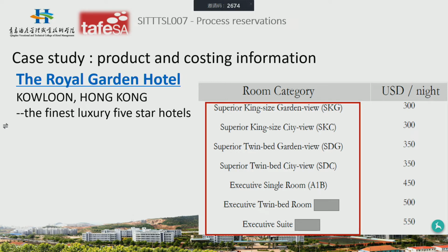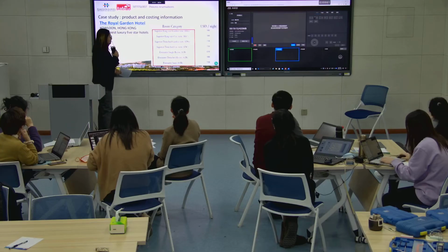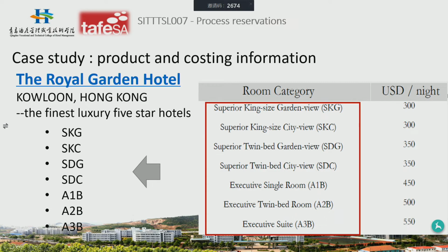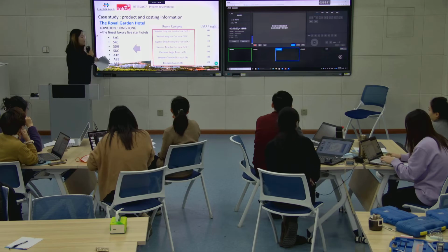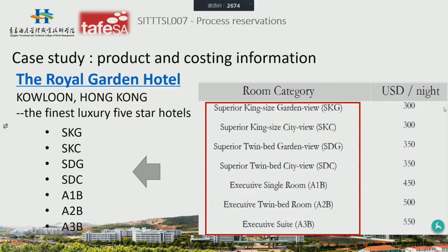A1B, A2B, and A3B, the most expensive room type. Yeah. And we can do some of the information. There are also 7 room type codes in this hotel. Right? You understand? Yeah.